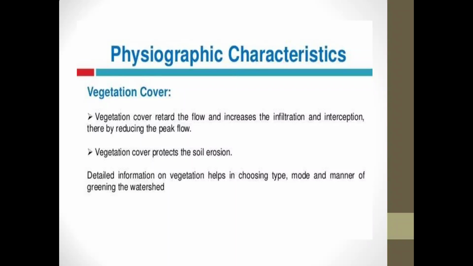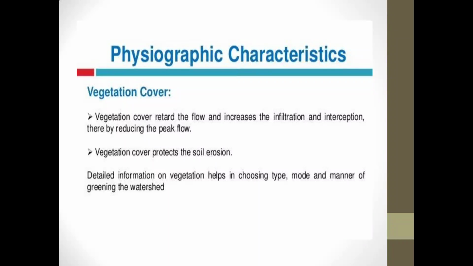Then next one is the vegetation cover. The vegetation cover retards the flow and increases the infiltration and interception, thereby reducing the peak flow. If the vegetation is more on the surface of the soil, it retards, that means it reduces the flow of the runoff water, and it increases the infiltration rate, that means it increases the flow of water into the soil. It also increases the interception, and thereby helps to reduce the peak flow of the runoff water, that means the velocity of the runoff water decreases when the vegetation cover is present on the soil surface.